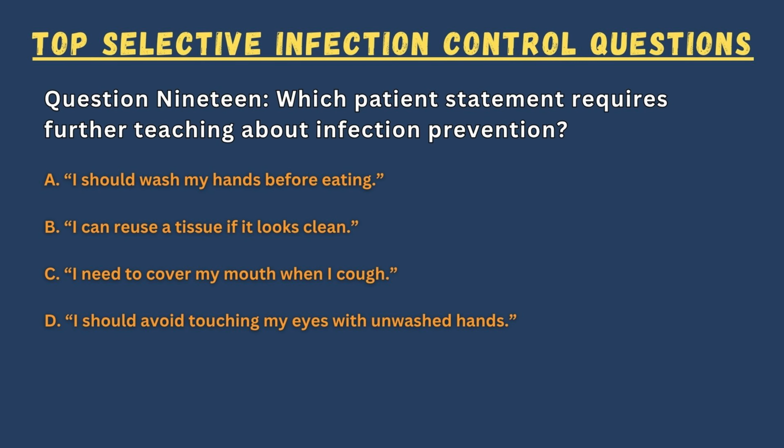Question 19. Which patient statement requires further teaching about infection prevention? A. I should wash my hands before eating. B. I can reuse a tissue if it looks clean. C. I need to cover my mouth when I cough. D. I should avoid touching my eyes with unwashed hands. Answer: B. I can reuse a tissue if it looks clean.